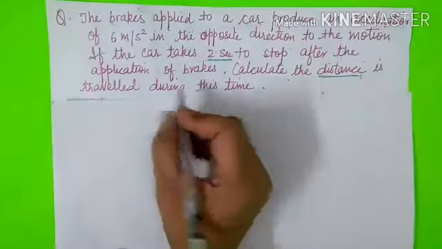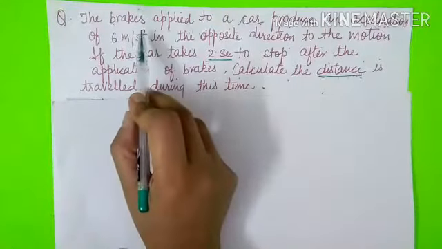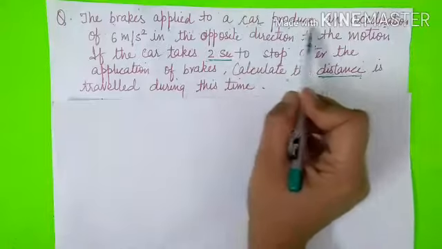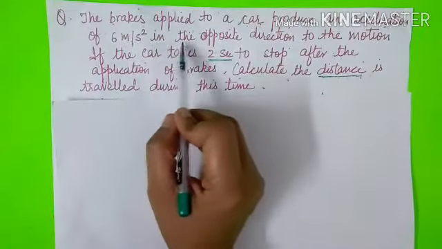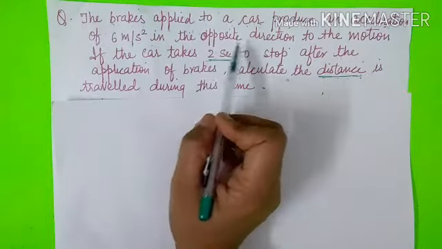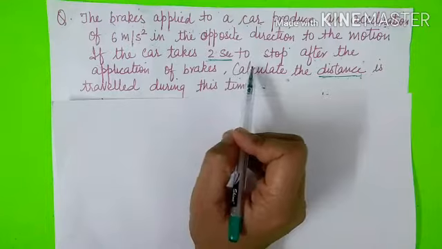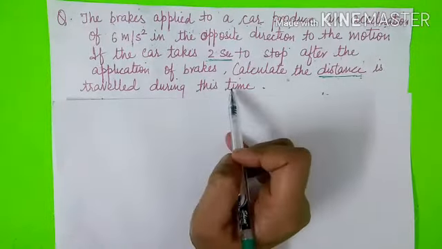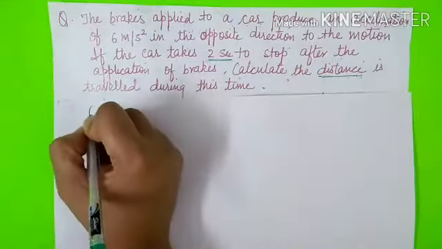In order to understand the application of the second equation of motion, let's take this example. The brakes applied to a car produce an acceleration of 6 meter per second square in the opposite direction to the motion. If the car takes 2 seconds to stop after the application of brakes, calculate the distance travelled during this time. Now in this numerical, first we write the given.